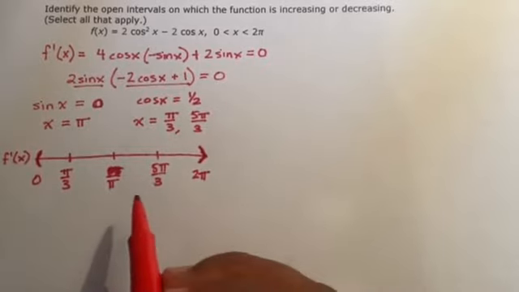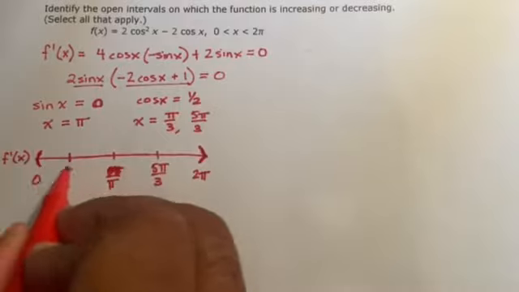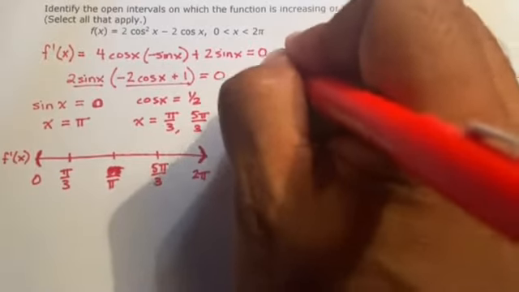Okay, so let's go ahead and check. So I want to check, let's see, something in between 0 and pi over 3. Let's check pi over 6.